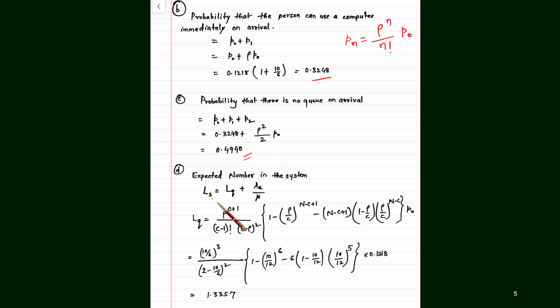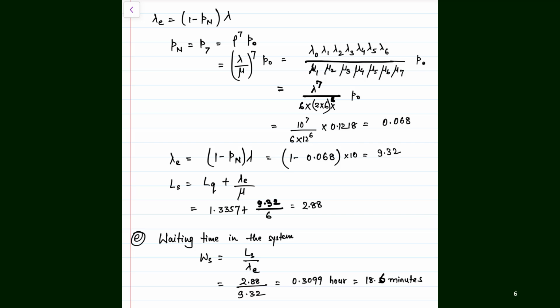Expected number in the system, LS is equal to LQ plus lambda E by mu. Now the LQ formula we know, this is the lengthier one. Okay, so see, one point is that lambda E first calculation. What is lambda E? It is (1 minus Pn) into lambda. What is Pn? Pn is equal to P7, that is rho to the power 7 P naught. Actually rho to the power 7 divided by 7 factorial.